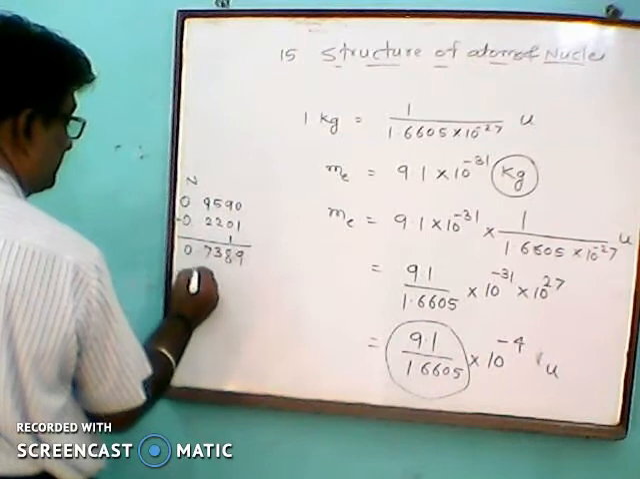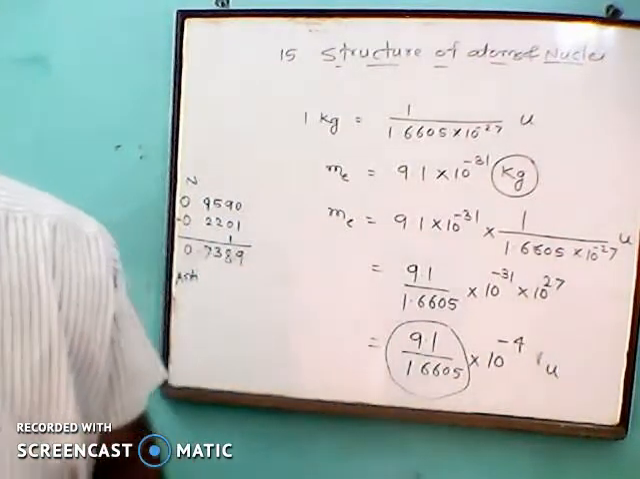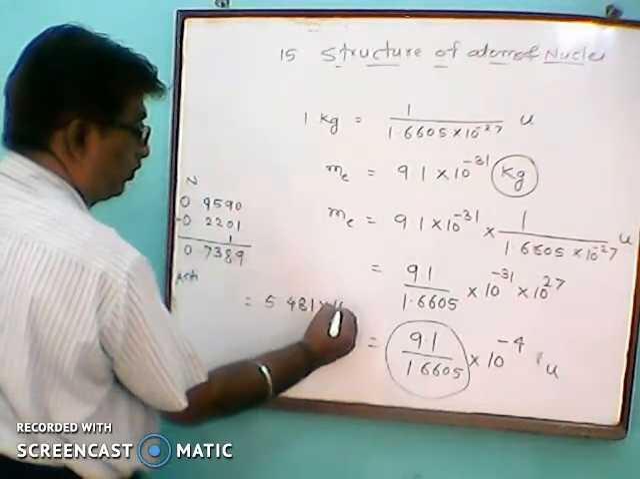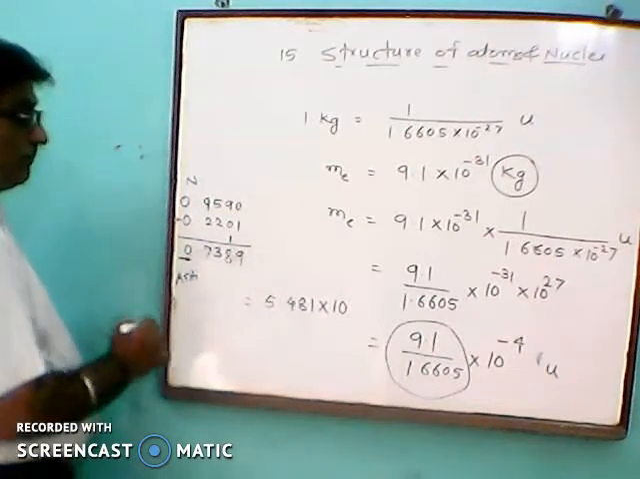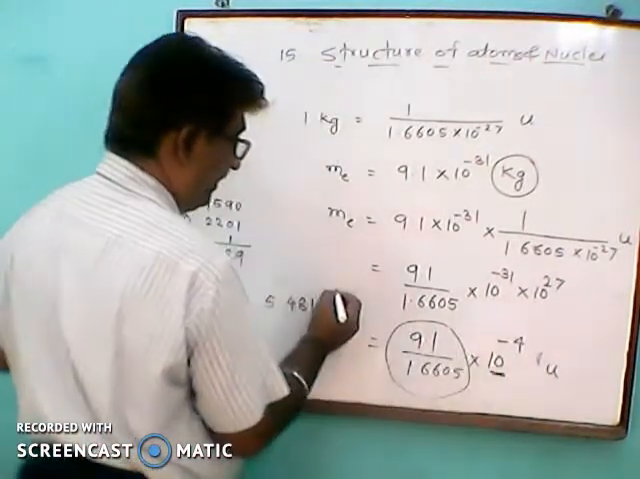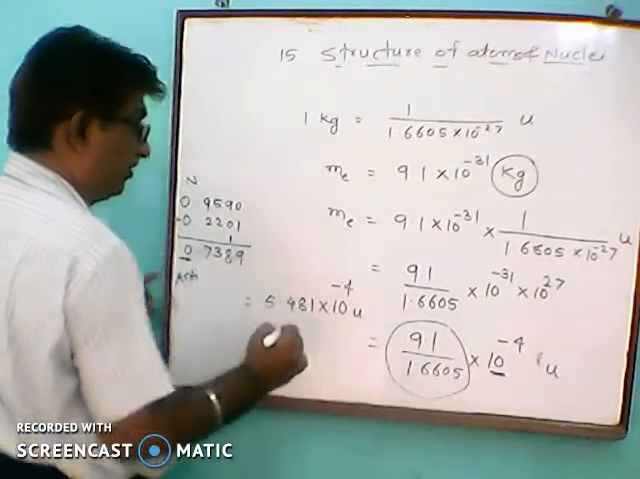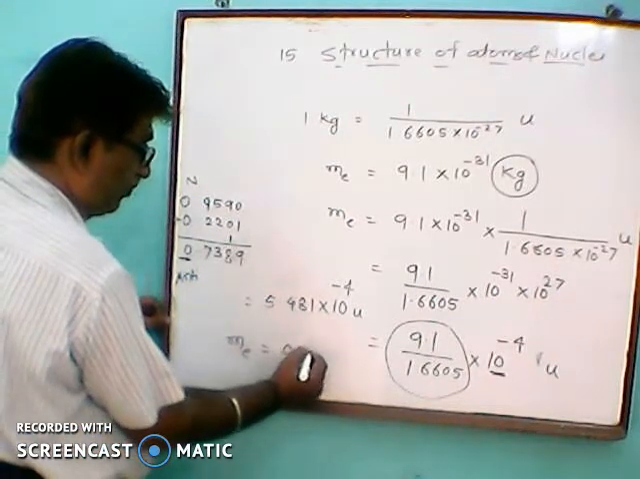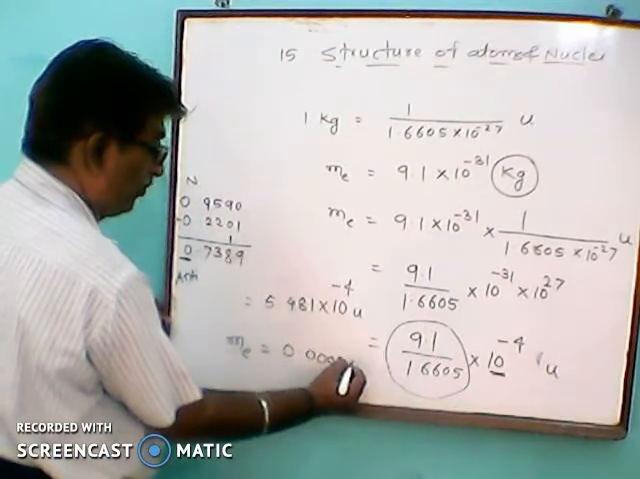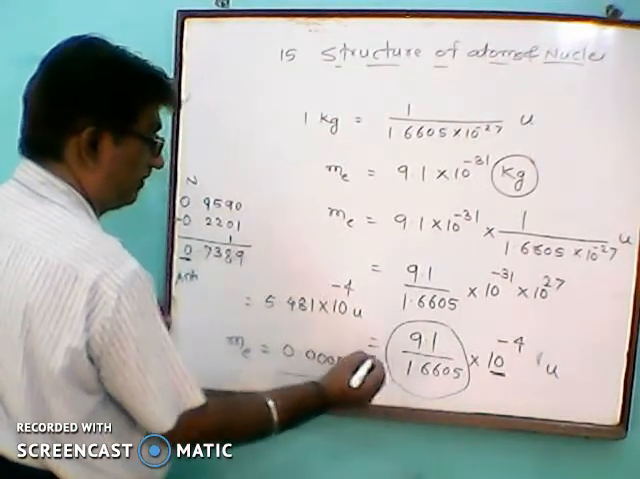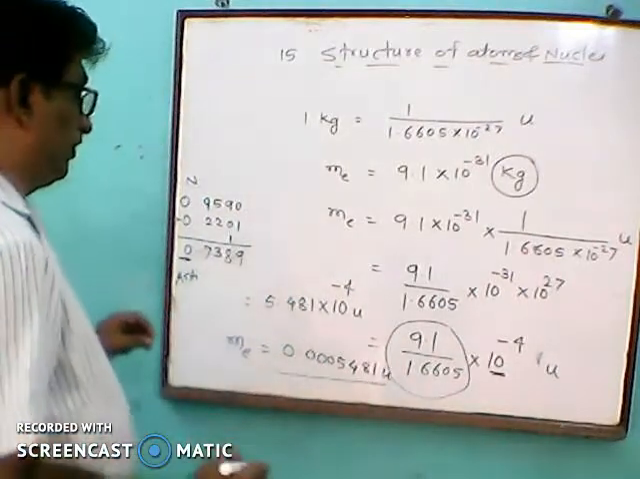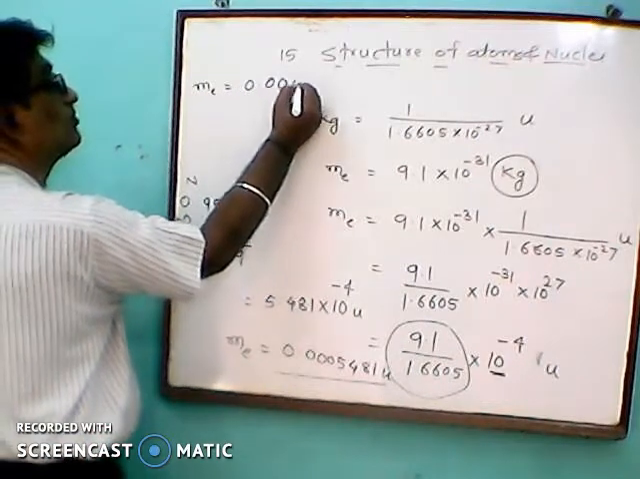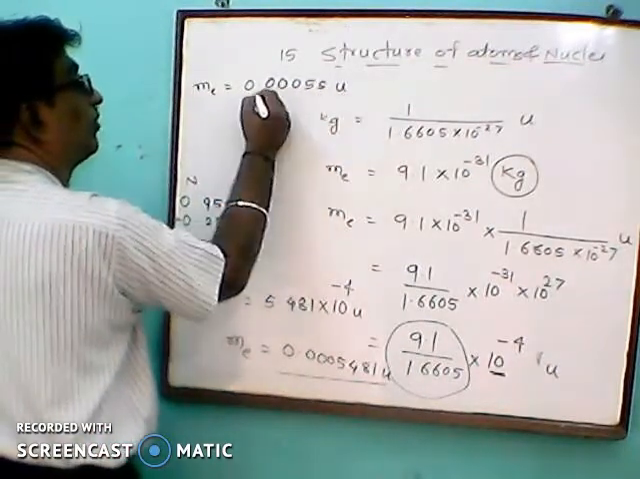If we take its antilog, it will be 5.481 into 10 to the power minus 4 unit. So the mass of electron in atomic mass unit will be 0.0005481 unified atomic mass unit, or approximately 0.00055 atomic mass unit.